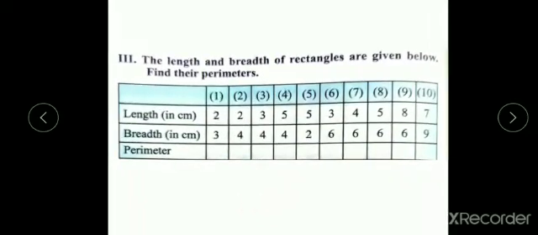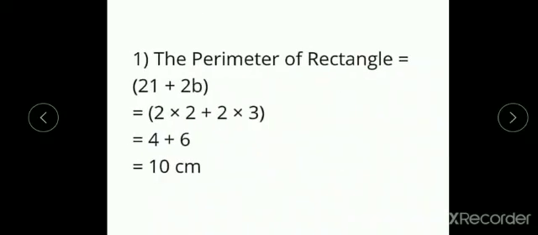Now they have given length and breadth of rectangles and we have to find the perimeters. So let us see the perimeter of the first rectangle. The perimeter of the first rectangle is 2 length plus 2 breadth. So the length is 2 and breadth is 3. That is 2 into 2 plus 2 into 3. That is 2 into 4 plus 6. That is 10 centimeters.